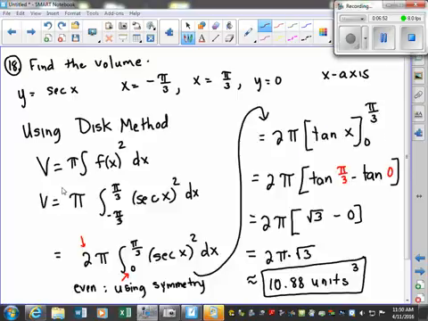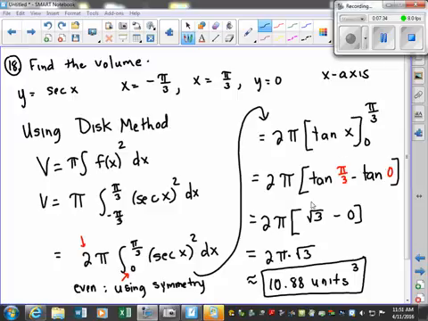Okay, let's check our answer on this. So first thing, let's evaluate pi, and then our f of x is secant of x squared, and then we're going from negative pi over 3 to pi over 3 dx. Now here's where I rewrote it using symmetry, because I pulled out the 2 and then I changed this to a 0 to pi over 3. So I'm just going to do the right hand side and then multiply that by 2. Okay, so now I bring my 2 pi and I evaluate the integral of secant of x squared is tangent of x, and then I plug in the pi over 3 minus tangent of 0.